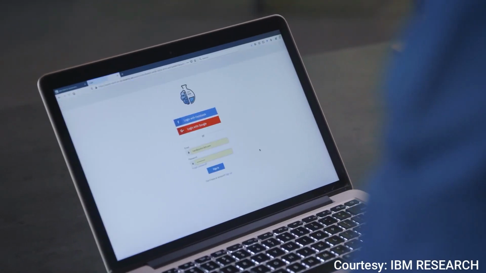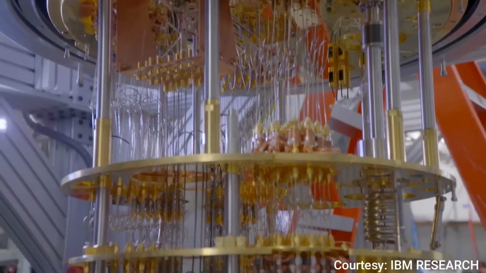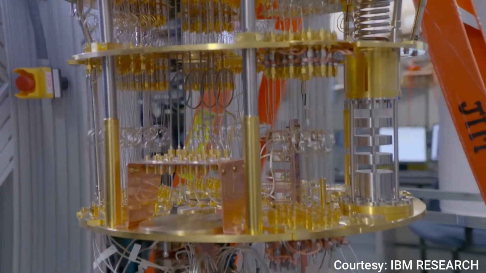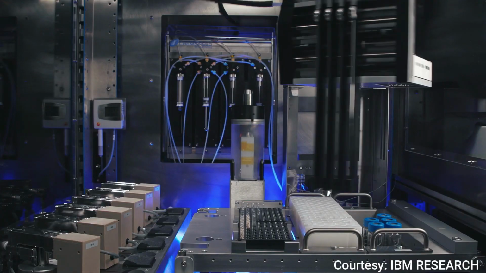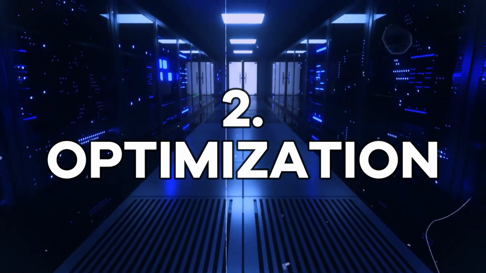This is because classical computers have difficulty accurately simulating the exponential complexity of the quantum world. Quantum chemical simulations make use of a wide range of techniques, each of which varies in terms of the amount of computational space required. Number two, optimization.